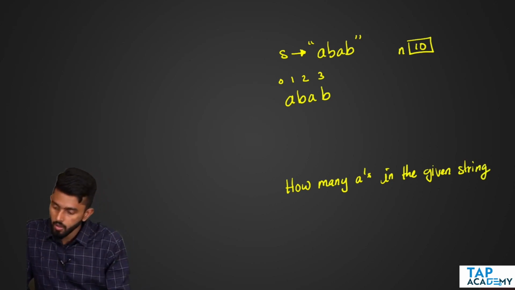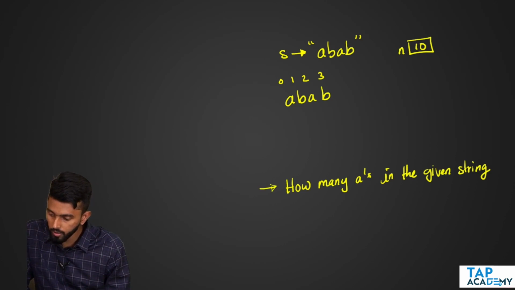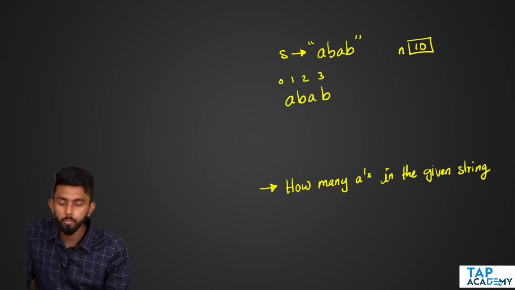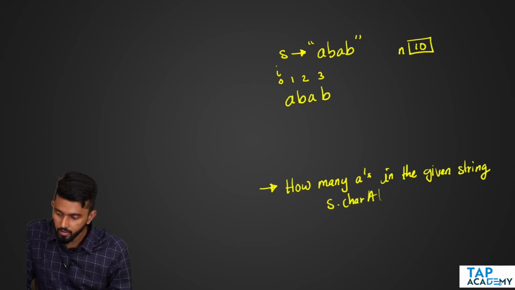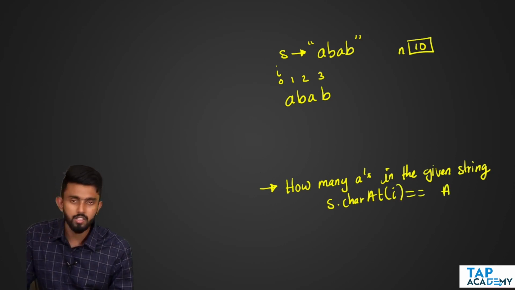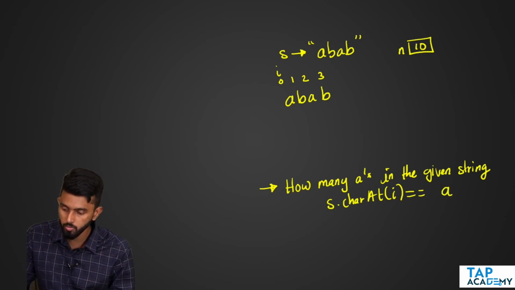Clear, guys? Now, how will I calculate how many A's? Very simple. All you have to do is run a loop. Keep checking whether the character at the ith position is equal to A. Is it all capital or small? It's all small. It's given it is small, so it is small.